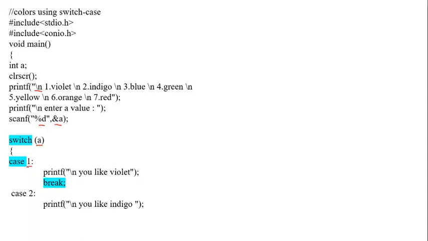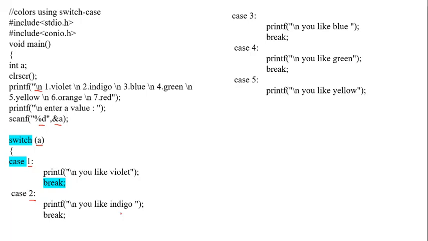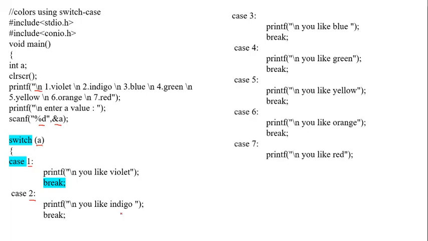Case 2. If A equals 2, you like indigo. Break moves the control to the end of the block. In this case, I can write n number of statements, but for simplicity, I am writing only one statement. If you want, you can write more statements also. Like that, I am writing case 3, blue. Case 4, green. Case 5, yellow. Case 6, orange. Case 7, red.